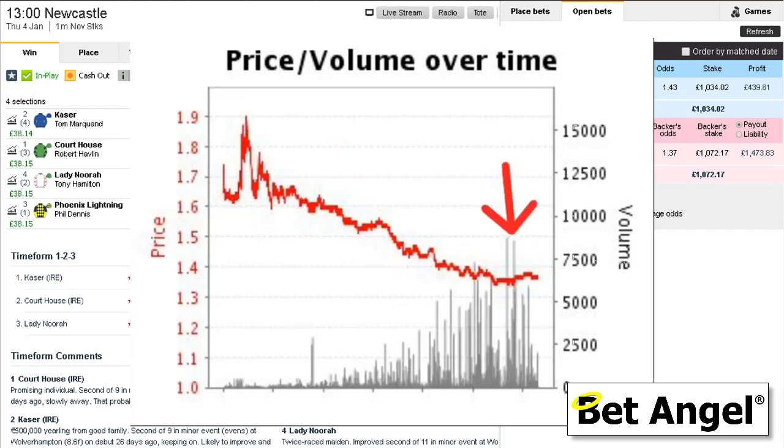However, if we look at these spikes over here, you can actually see that they formed pretty much the bottom of the market.